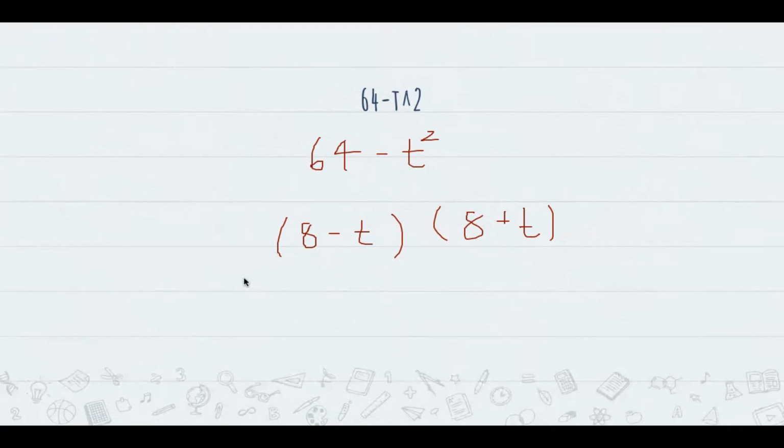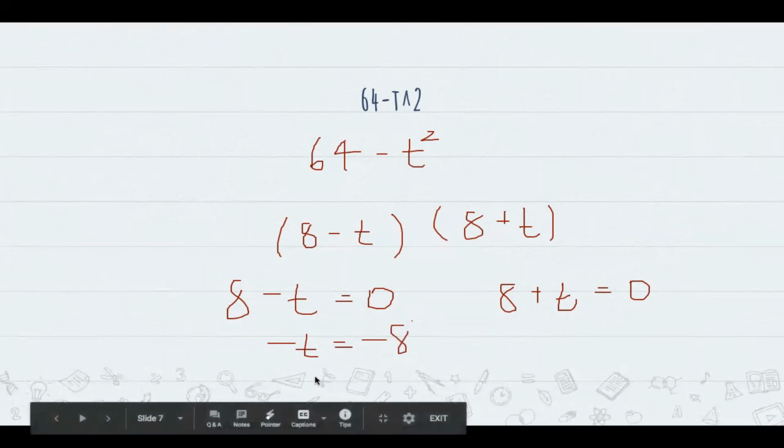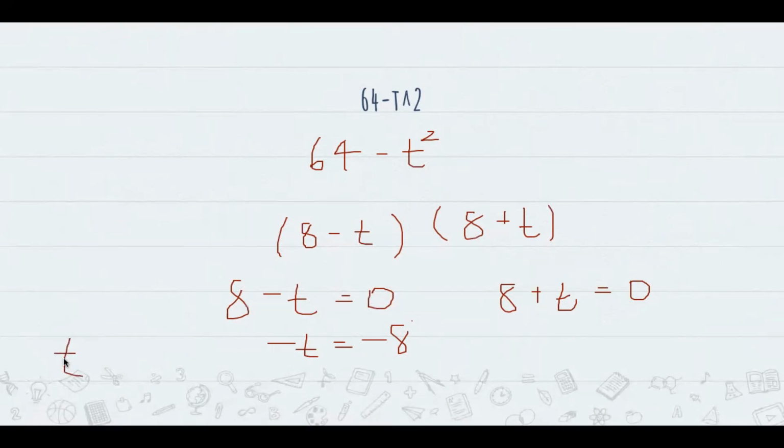Now we're going to isolate it and simplify it. So 8 minus t equals 0, and that's for both sides. Both sides are equal to 0. So 8 plus t equals 0. So you bring 8 to the other side, so you get negative t equals negative 8 because you subtract it. So it'll be t equals positive 8 because you would divide negative 1 on both sides in order to get rid of the negative sign on the variable.